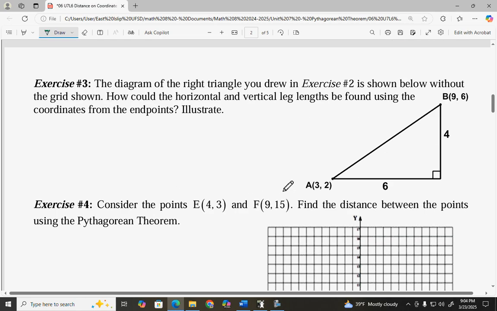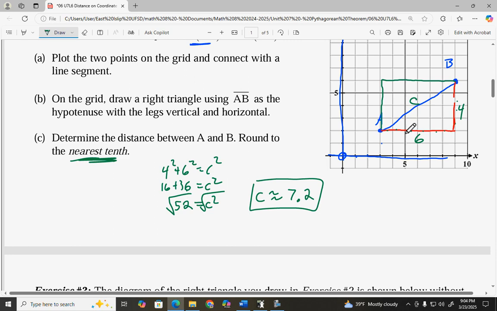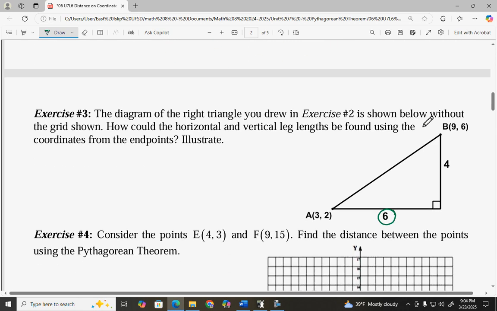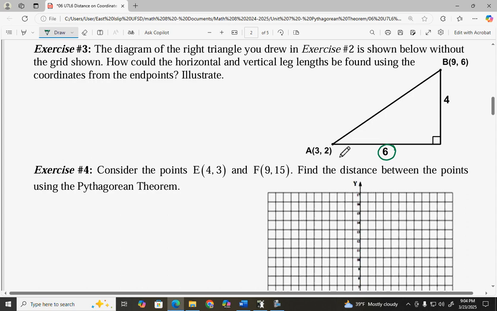Exercise 3. The diagram of the right triangle you drew in exercise 2 is shown below without the grid. How could the horizontal and vertical leg lengths be found using the coordinates from the endpoints? So here's what they're asking us to do. So this side is 6 units long. It was easy when it was on the graph. I could easily count 6 boxes. But what if we didn't have the coordinate plane and I knew what point A was, I knew what point B was, and I wanted to know how long this side was?